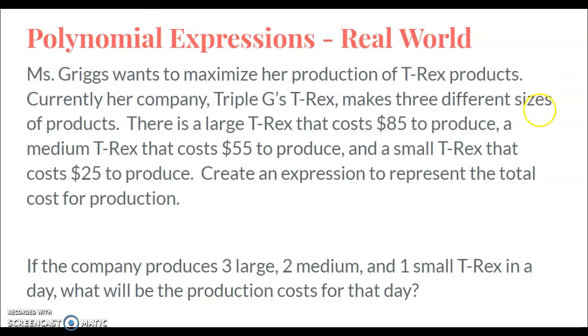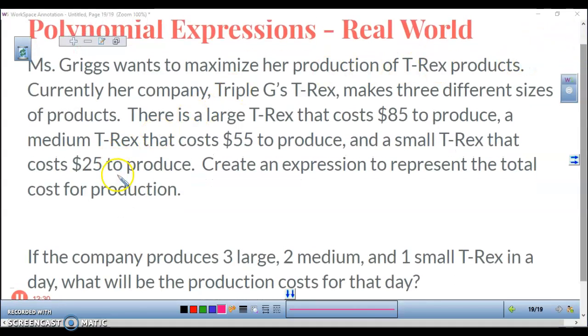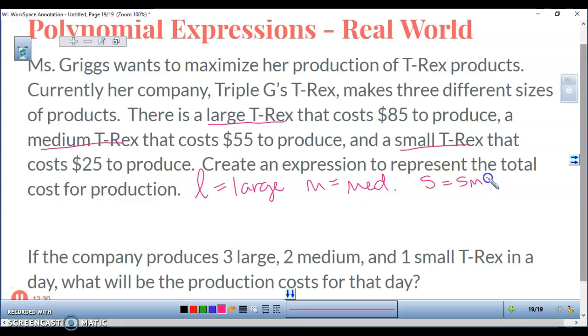So I'm making an expression. That means I'm going to have some variables. I need to define my variables. So I have a large T-Rex, a medium, and a small. So for me, L is going to represent the large T-Rex, M will be the medium, and S will be the small. You can use whatever variables you want as long as they're not the same. Like, for example, you can't use T for all 3 of them because they're different things.